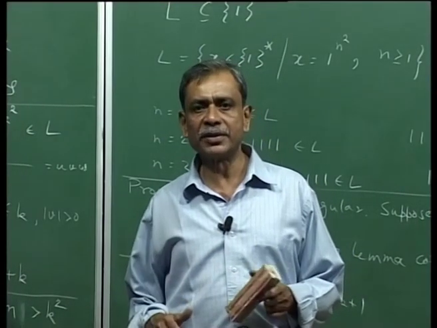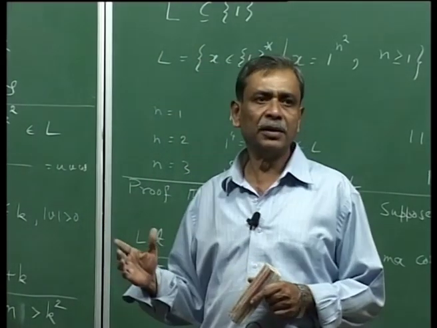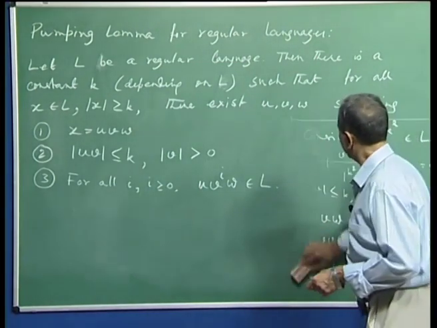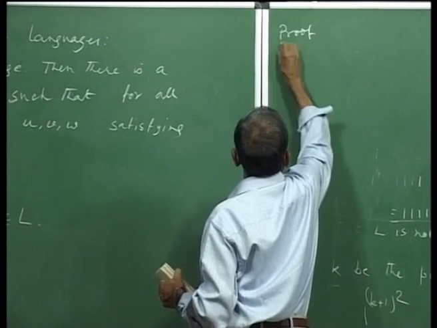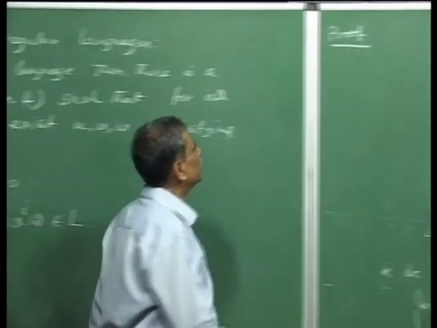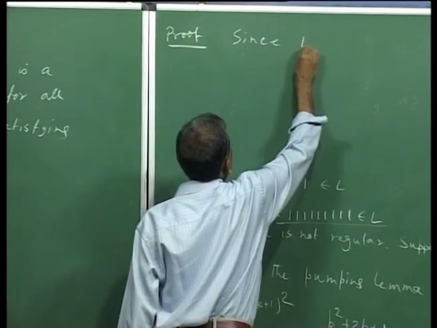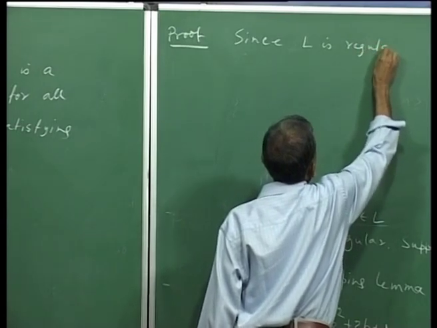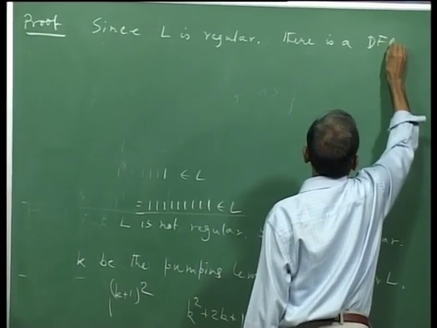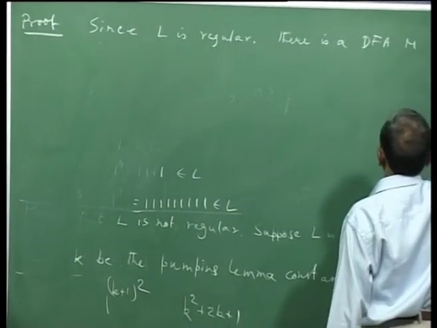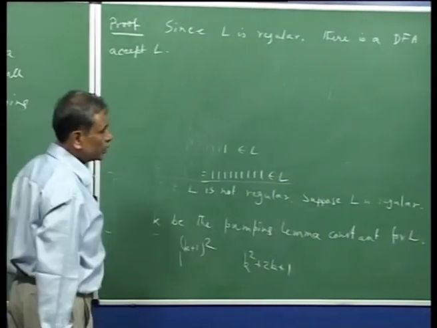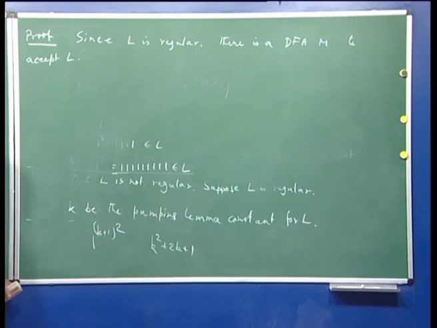Alright, we have seen a couple of examples of how to use the pumping lemma to prove some language to be non-regular. Now, let us prove the lemma, which we have not done so far. And the proof is fairly simple, because the pumping lemma starts from the assumption that L is regular. So, we say since L is regular, there is a DFA M to accept L. In other words, L of M is the language L.